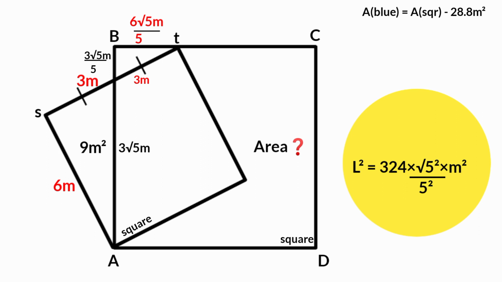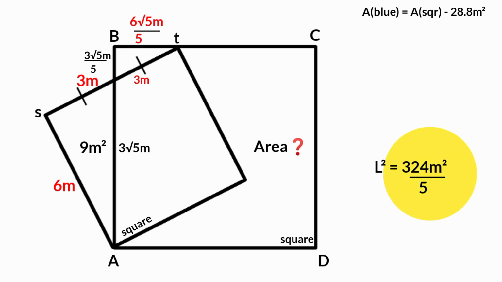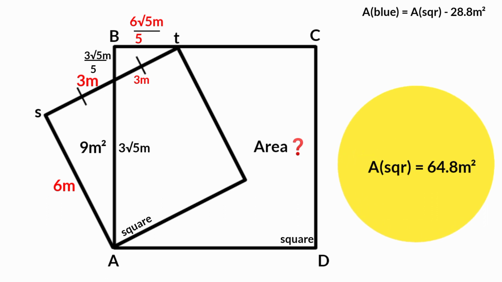So L squared equals 324 root 5 meters all squared all over 5 squared. Root 5 meters all squared is 5 meters squared, and 5 squared is 5 times 5. So this 5 will cancel this 5. We now have 324 meters squared over 5. What I'll do now, I'll multiply this by 2 over 2, because 2 over 2 is 1 and that doesn't change anything. 324 meters squared times 2 is 648 meters squared, and 2 times 5 is 10. 648 meters squared over 10 is 64.8 meters squared. So area of the square is 64.8 meters squared.